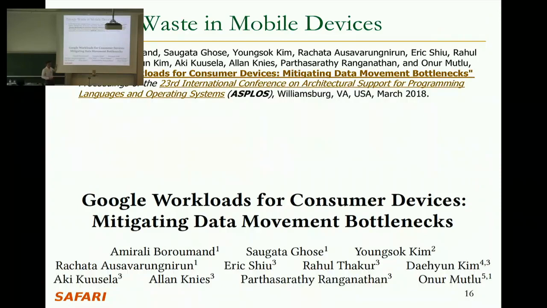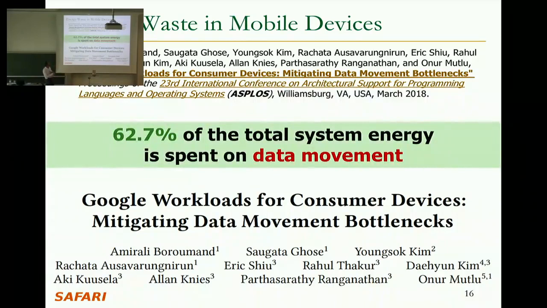We recently analyzed four key workloads that are executed on Google devices, Android devices, for example. And we found out that more than 60% of the entire system energy is spent on moving data between the memory and the processor. So we're going to challenge this and try to make it more efficient later on when we come to processing in memory. But keep this in mind.